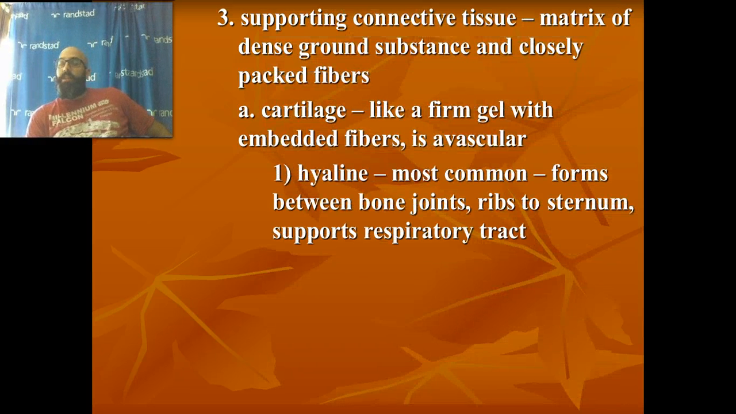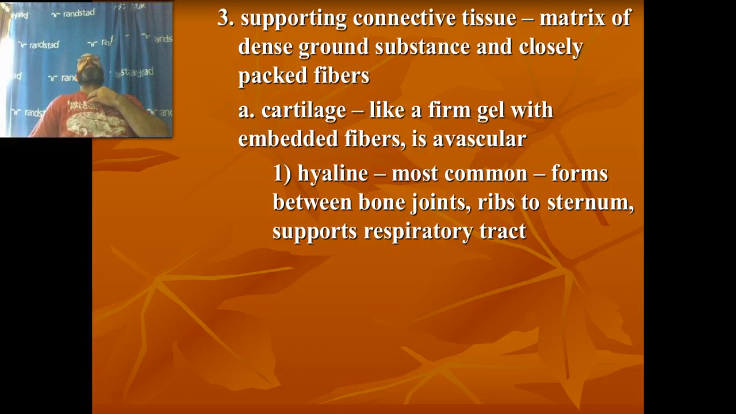A couple different kinds of cartilage that you need to know. Everybody say hyaline. Hyaline cartilage is the most common type of cartilage found throughout the body. This is what forms between the bone joints. It also forms between the ribs and your sternum. Your sternum runs right here on your chest, and your ribs connect to it, and that is a cartilage connection right there. And it also supports the respiratory tract.